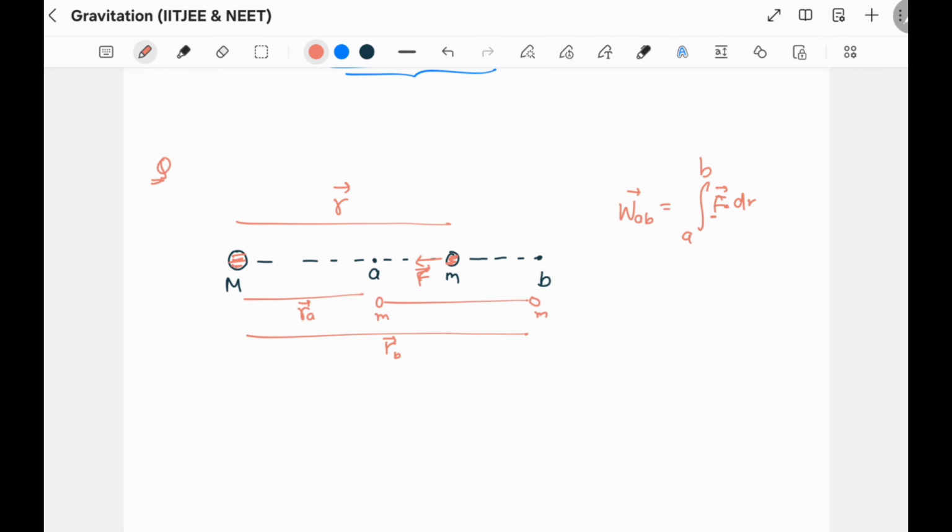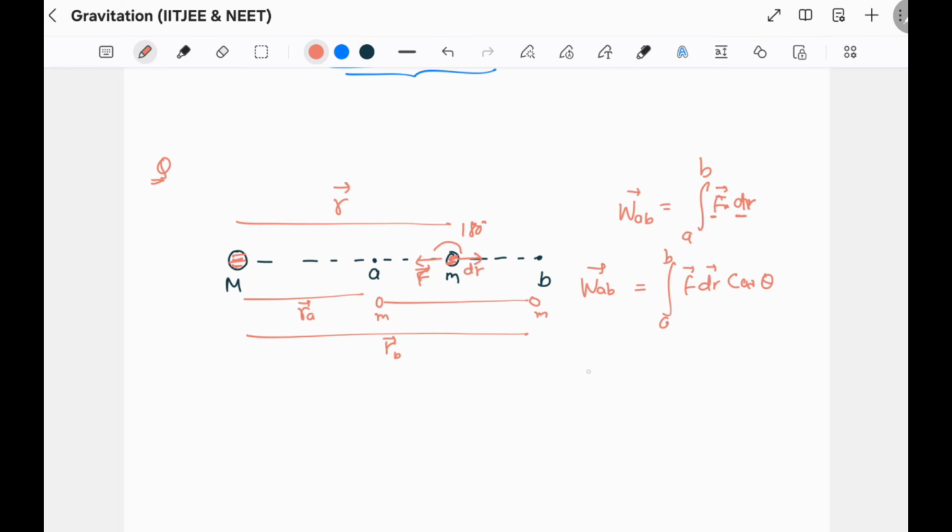So force will be gravitational force, that will be in this direction, and dr is small displacement. If I am displacing this by little dr, this will be small displacement. So this is F dot dr, dot product. So F into dr, this will be cos of theta, and theta here you can see is 180, the angle between force and displacement. And now I will write the value of all this.